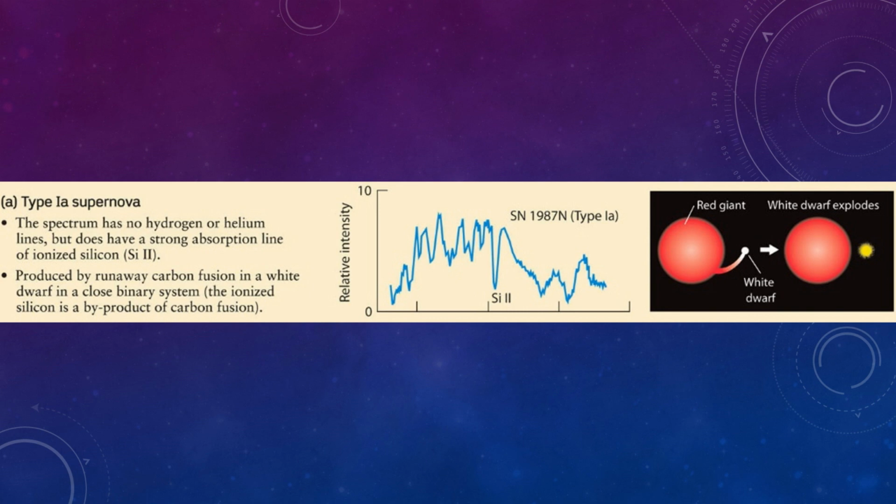Before exploding, the white dwarf contained primarily carbon and oxygen and almost no hydrogen or helium, which explains the absence of hydrogen and helium lines in the spectrum of the resulting supernova. Silicon, however, is a byproduct of the carbon-fusing reaction and gives rise to the silicon absorption line characteristic that is specific to Type 1a supernova. So you can see that silicon absorption line right here, very prominent, and it's only found in Type 1a supernova.